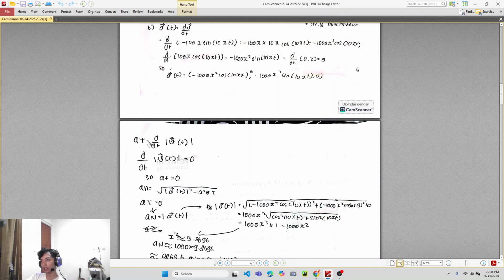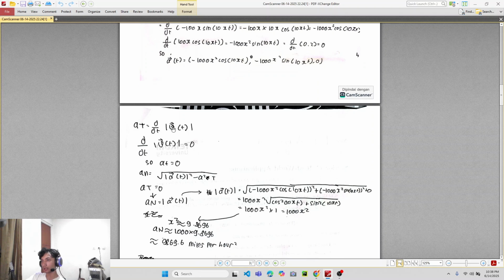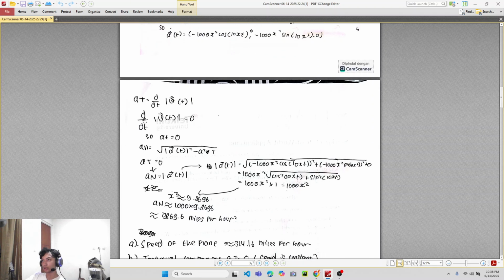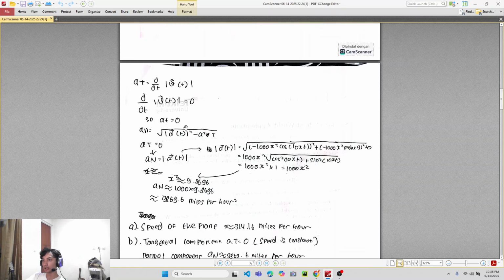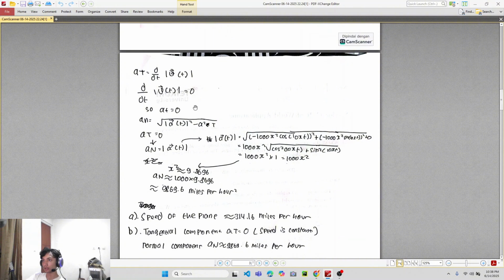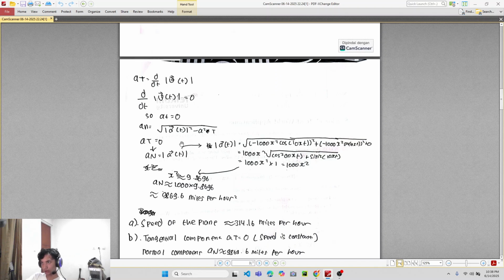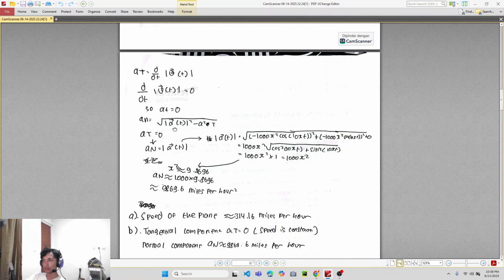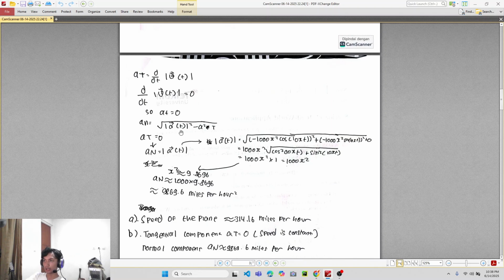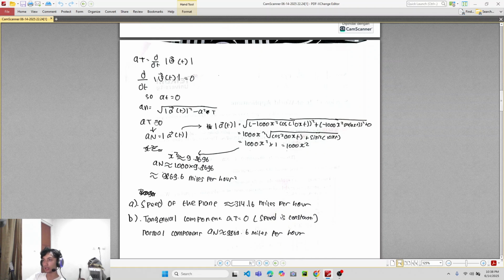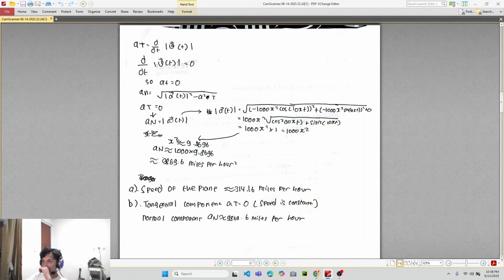Then we need to find a_T, which is d/dt of the magnitude of v(t). So d/dt of the magnitude of v(t) is 0, right? So a_T is equal to 0, and then a_N will be the square root of a squared minus a_T squared, then a_T will become 0. a_T is 0, right?